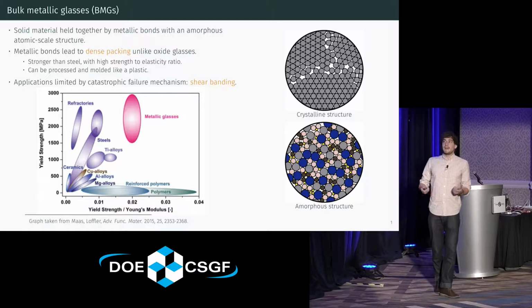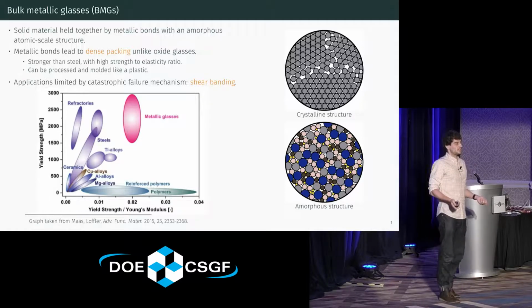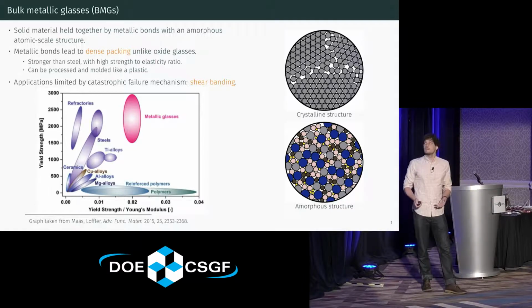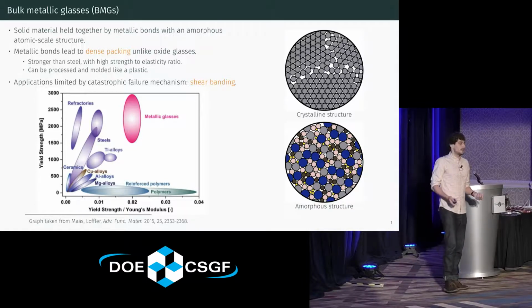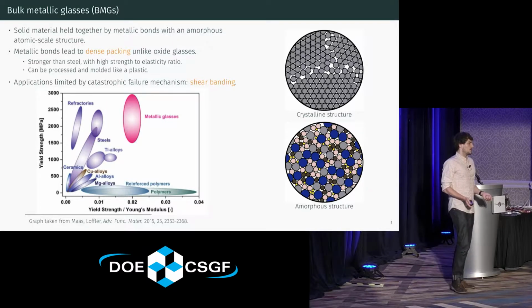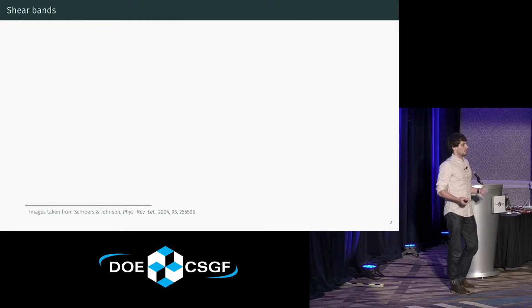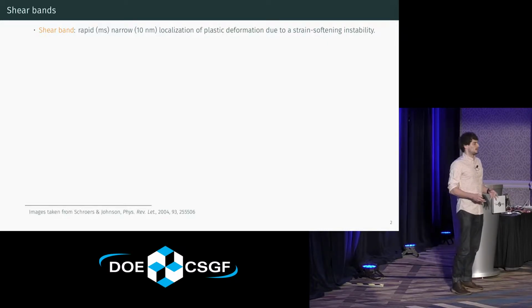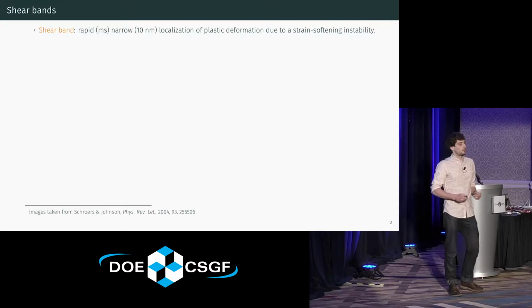But at the moment, we can't actually use metallic glasses for any of these applications because they fail along a catastrophic failure mode known as a shear band. A shear band is a rapid and narrow localization of plastic deformation due to a strain softening instability. By strain softening instability, I just mean that when plastic deformation begins to occur in a given location in the material, it becomes much more likely to continue to occur there. So you get this sort of runaway phenomenon.